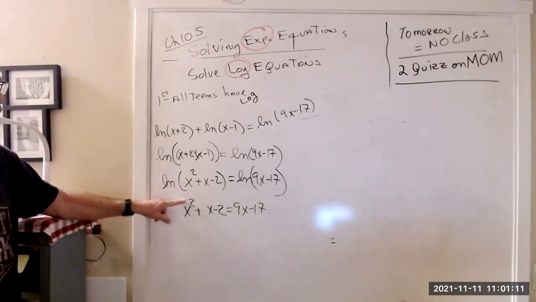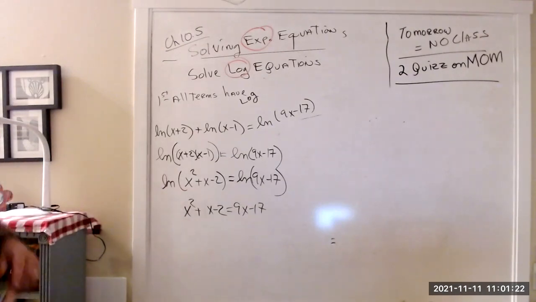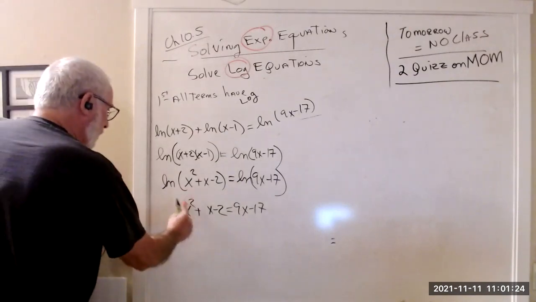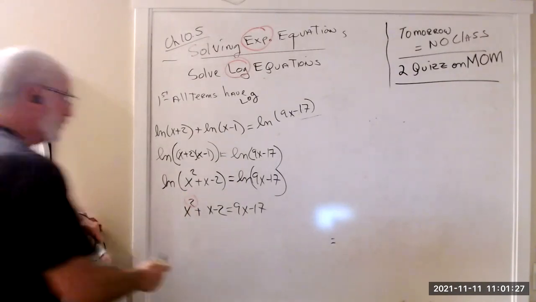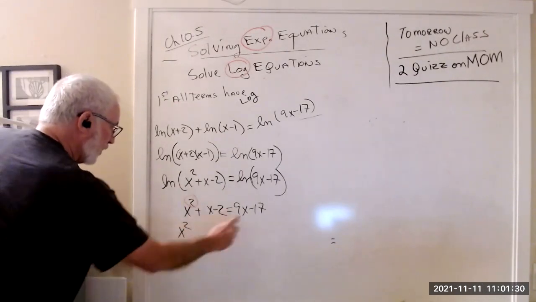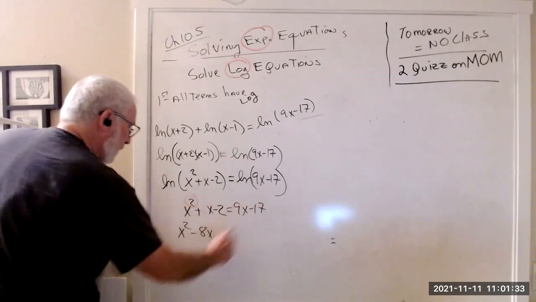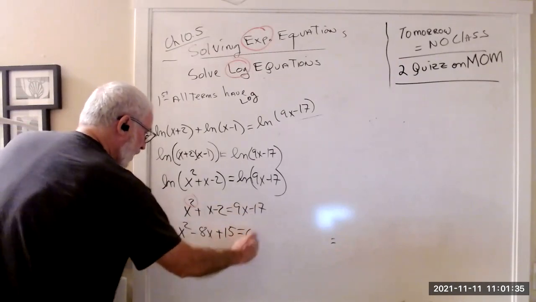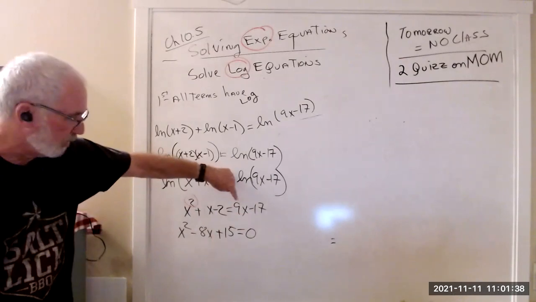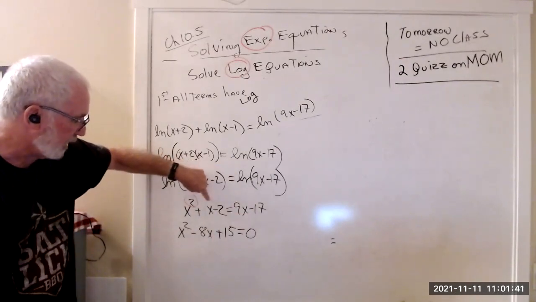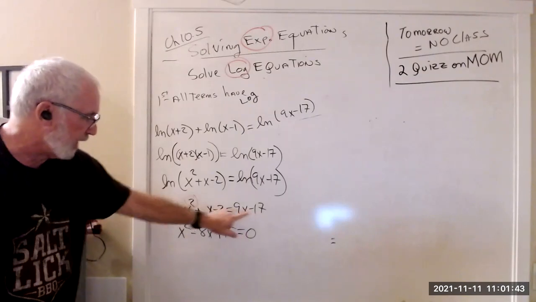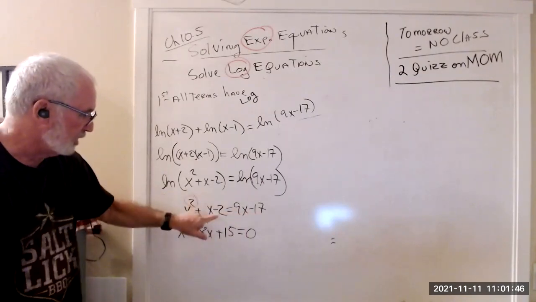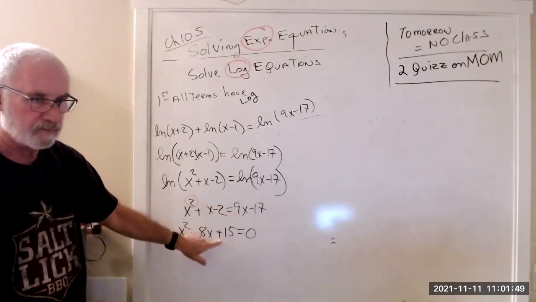So that means it's probably got to equal 0, and I either try to factor it or use the quad formula. That's your reasoning here. That's what you have to pick up on. You go, oh, it's a power equation, x squared, so make it equal 0. So that's x squared minus 8x plus 15 equals 0, because if you take away 9x from both sides, x take away 9x is negative 8x, and if you add 17 to both sides, negative 2 and 17 is 15.